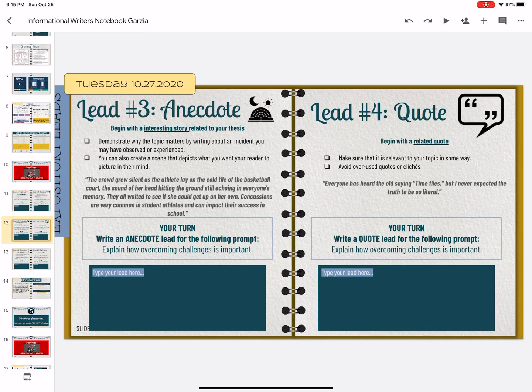Here's an example. The crowd grew silent as the athlete lay on the cold tile of the basketball court. The sound of her head hitting the ground still echoing in everyone's memory. They all waited to see if she could get up on her own. Concussions are very common in student athletes and can impact their success in school. So it's a brief story.